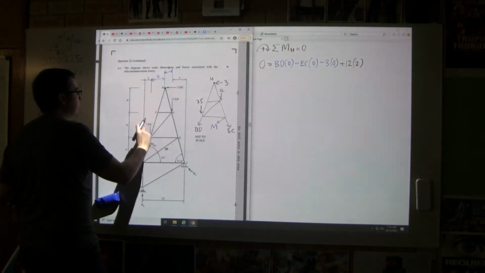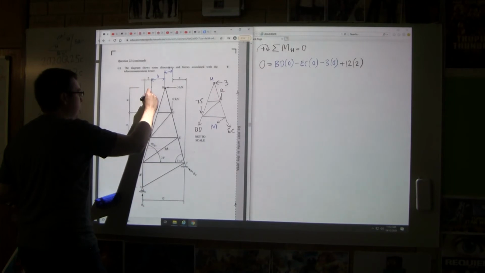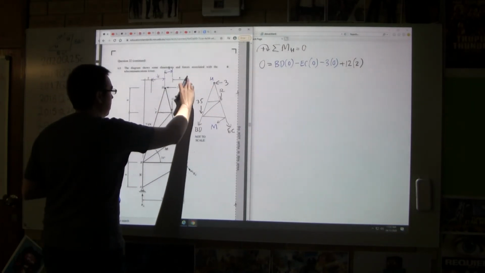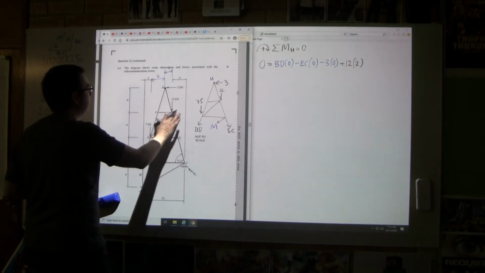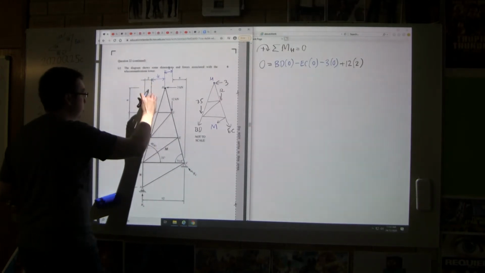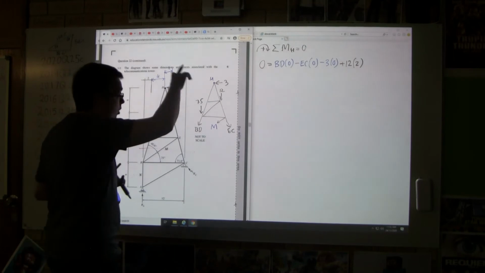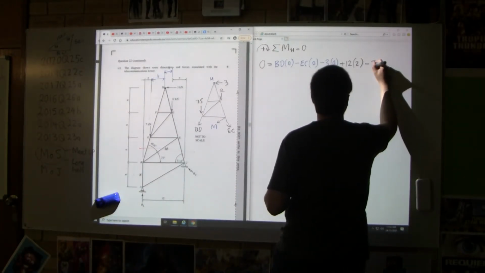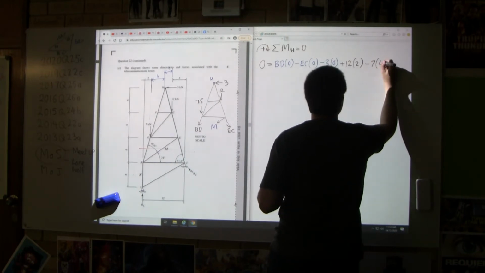I've now got this one here, 7 kilonewtons, and this 7 kilonewtons is going anti-clockwise. Now you might say, well, it's all the way down here, but if we remember the force is transferable, so we can just move that line up, it's going anti-clockwise. Okay, so we've got 7 negative, and it's 4 away.